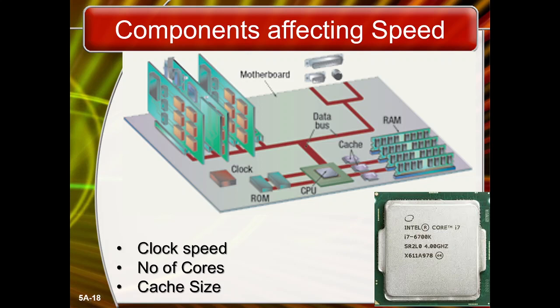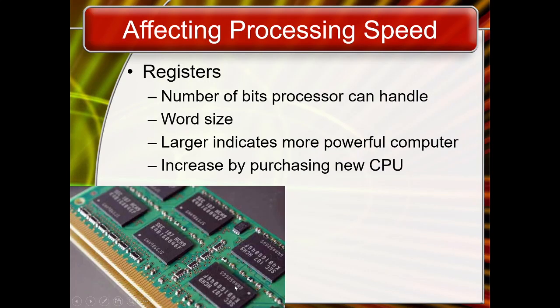So what are the components affecting speed? Primarily, we have three factors which affect the processing speed: clock speed, the number of cores your CPU has, and cache size. What are registers? The number of bits a processor can handle, and it includes word size. Larger indicates more powerful computers. Increase by purchasing new CPUs.